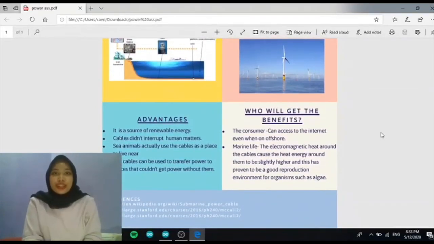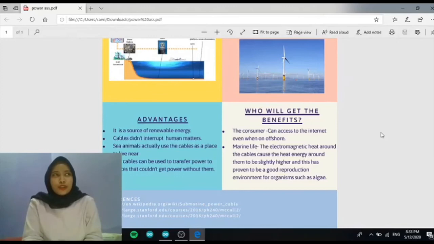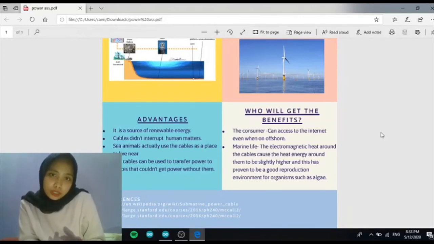The first one is the consumer. The consumer can access the internet even when they are offshore, so they don't have any problem connecting with their loved ones on land. The next one is marine life. The electromagnetic heat around the cables causes the heat energy around them to be slightly higher, and this has been proven to be a good environment for organisms such as algae.